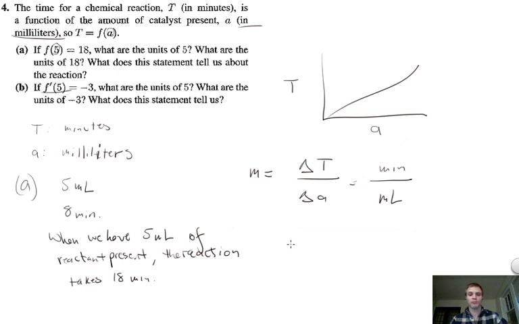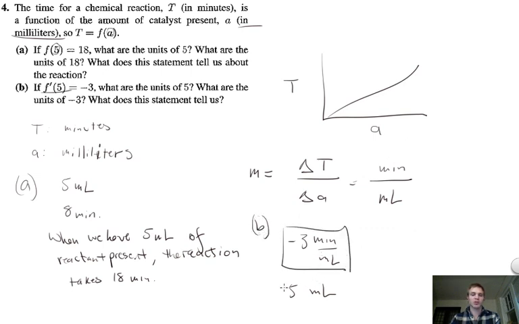So that's the unit of the -3. I'm sorry, I'm getting a little ahead of myself. So -3 minutes per milliliter. Since this is f prime of A, 5 is still A, right? So 5 milliliters, okay? Or I'm sorry, it's a function of milliliters. Okay, so this is part B.